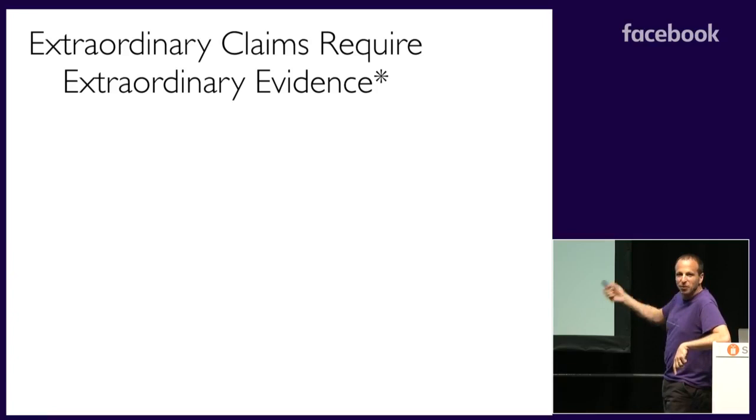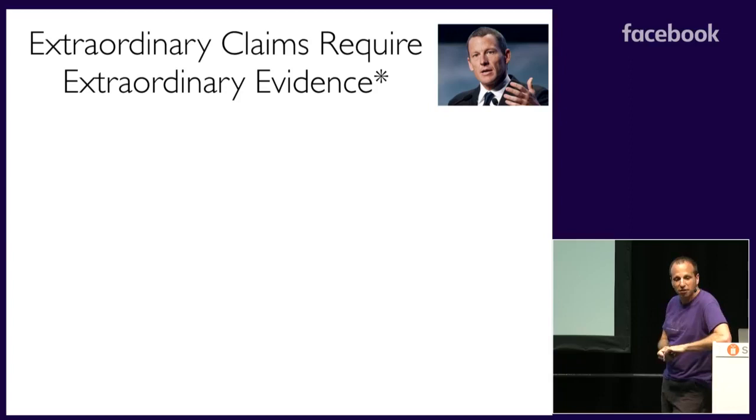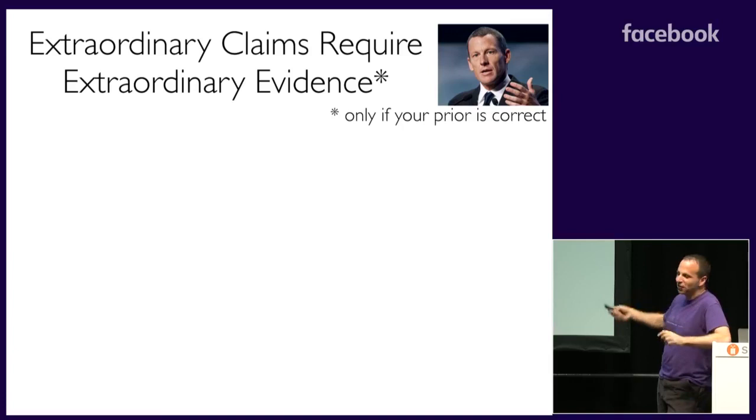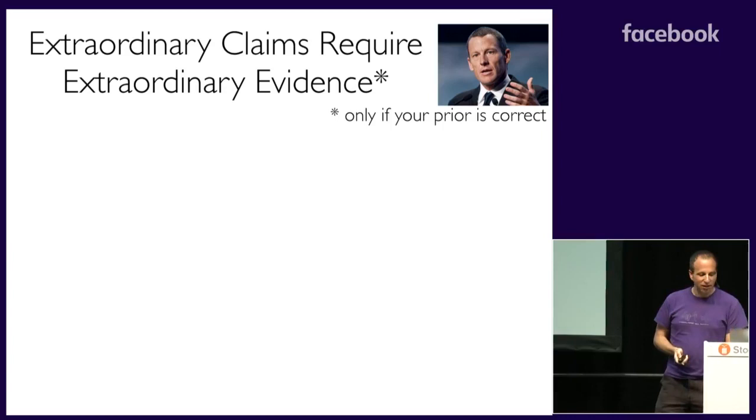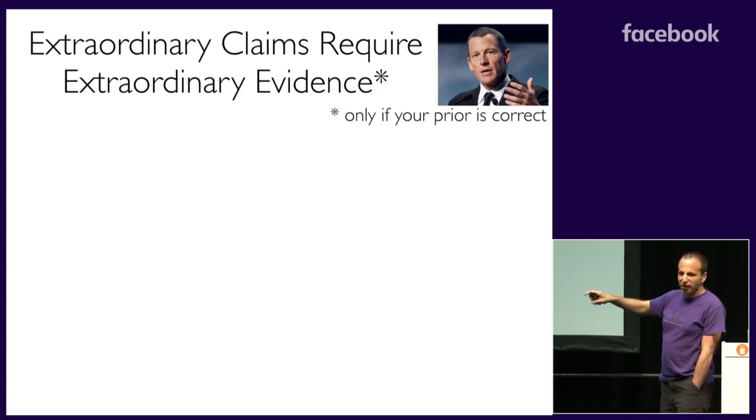Everybody attributes this quote to Carl Sagan, that extraordinary claims require extraordinary evidence. But it was borrowed by Lance Armstrong when he was defending himself against accusations of doping. The important thing that even Carl Sagan and every good Bayesian would say is that that's true only if your prior is correct, right? If you actually had the real prior, the claim might not seem quite so extraordinary.